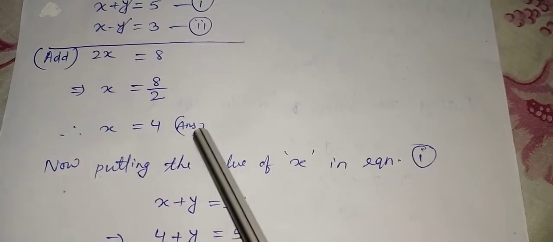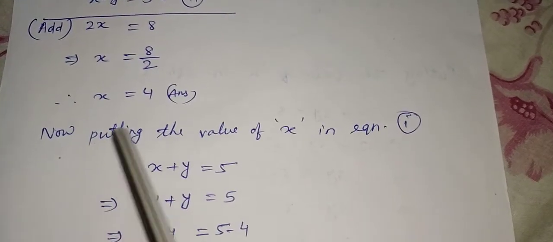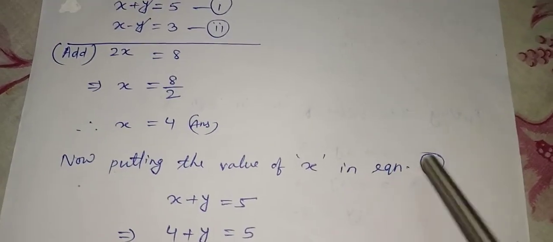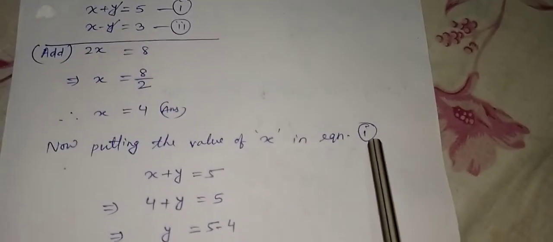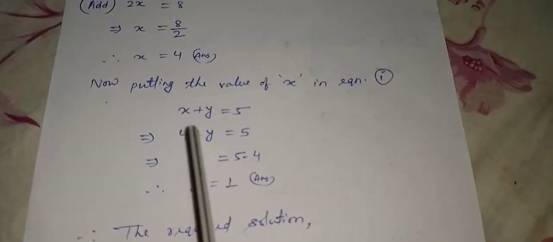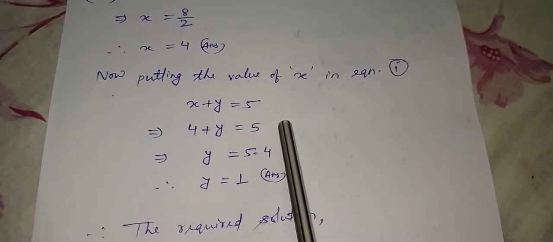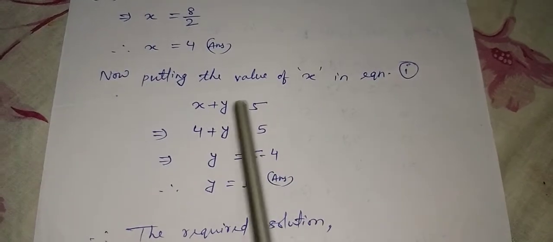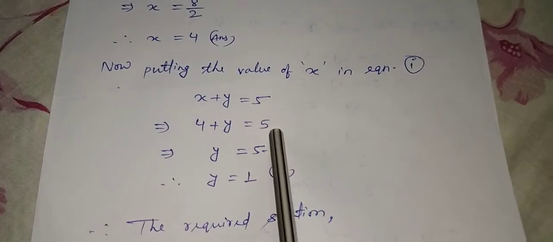Now it's time to get the value of y. To get the value of y, what I will do, putting the value of x in equation 1. So this value of x I will put in equation 1. Even you can put in equation 2 also, but I am going to put in equation 1. So same equation 1, x plus y equal to 5, which is here. Same thing I wrote here, x plus y equal to 5, and then value of x is 4. 4 plus y equal to 5.